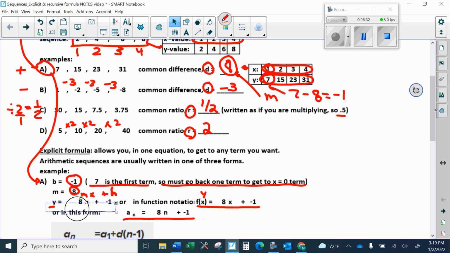You don't have to write the plus and negative. I just have this programmed in, so it has to write it out like that. But 8x minus 1 is what you'd write. Or in function notation, f of x equals 8x minus 1. Or in arithmetic sequences notation, a sub n, sub means below, equals 8n minus 1. You wouldn't write the plus minus, just 8n minus 1.